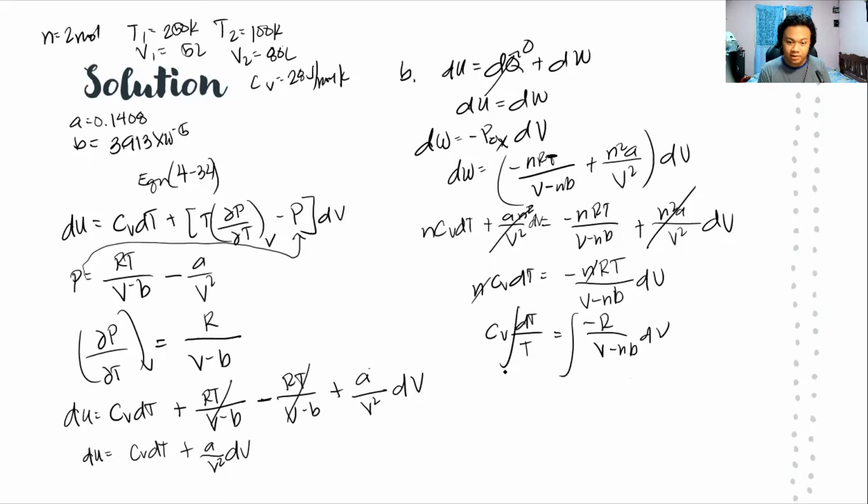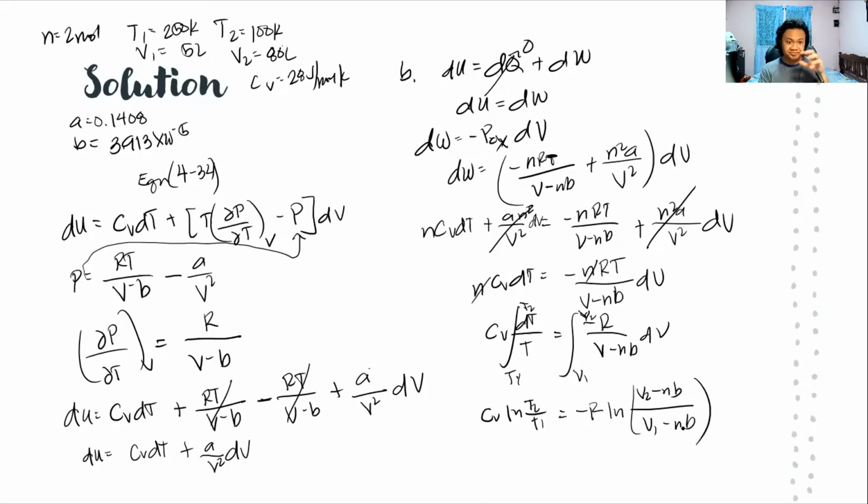We can integrate from t1 to t2, then v1 to v2, diba? So what will happen there if you evaluate? We have ln t2 over t1 is equal to negative r ln of v2 minus nb over v1 minus nb. Okay, so that's actually it.